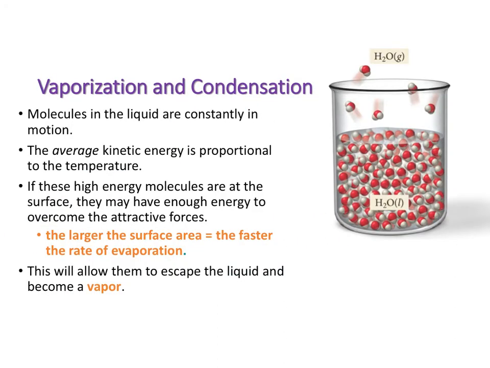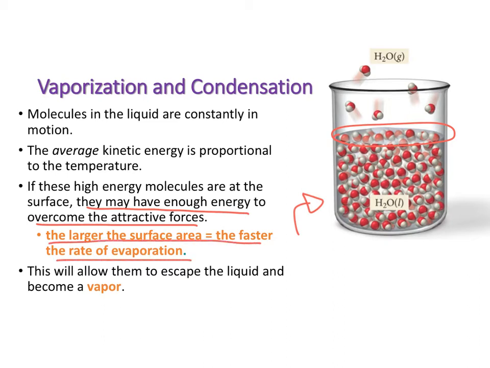Molecules in a liquid are always moving. They're not moving as fast as a gas, but they're always moving. So just picture them in here, crowded, moving around. But the molecules at the surface can actually end up having enough energy to overcome these attractive forces. So the ones right at the very surface will have a chance at evaporating. The larger the surface area, the faster the rate of evaporation. Once they evaporate, they escape the liquid and become a vapor. That's what you see up here. These are water vapor molecules.